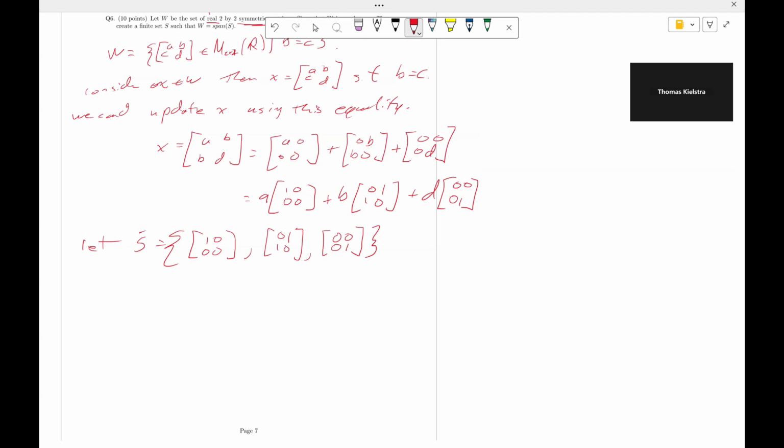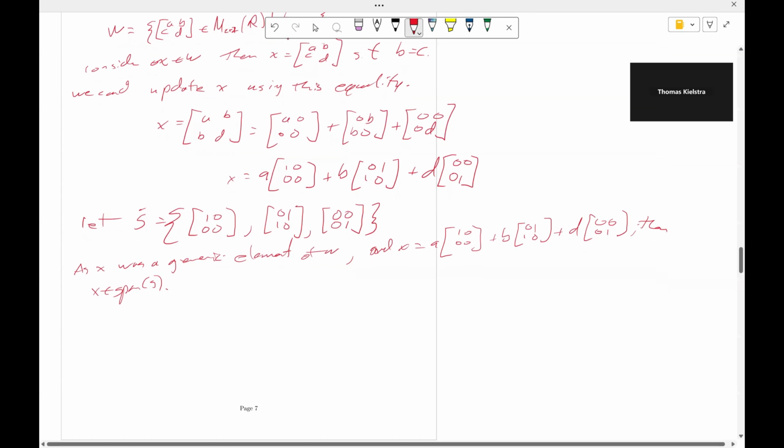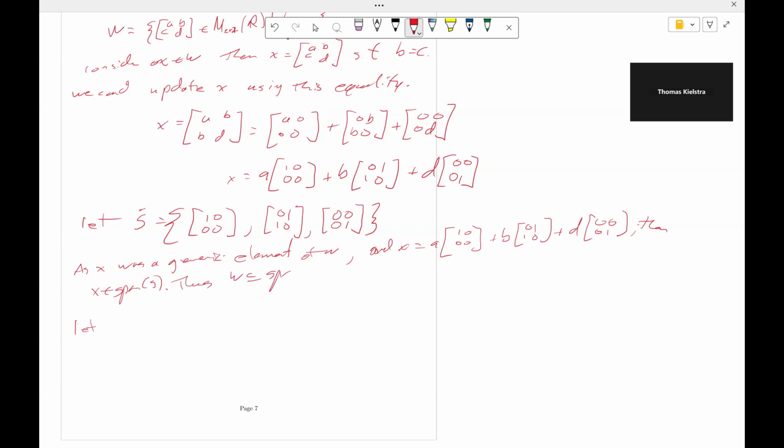So to show W is contained in the span of S: as X was a generic element of W, and X equals A times [1, 0; 0, 0] plus B times [0, 1; 1, 0] plus D times [0, 0; 0, 1], then X is in the span S. So we've shown that if we're in W, then we're in the span of S. Thus, W is a subset of the span S.